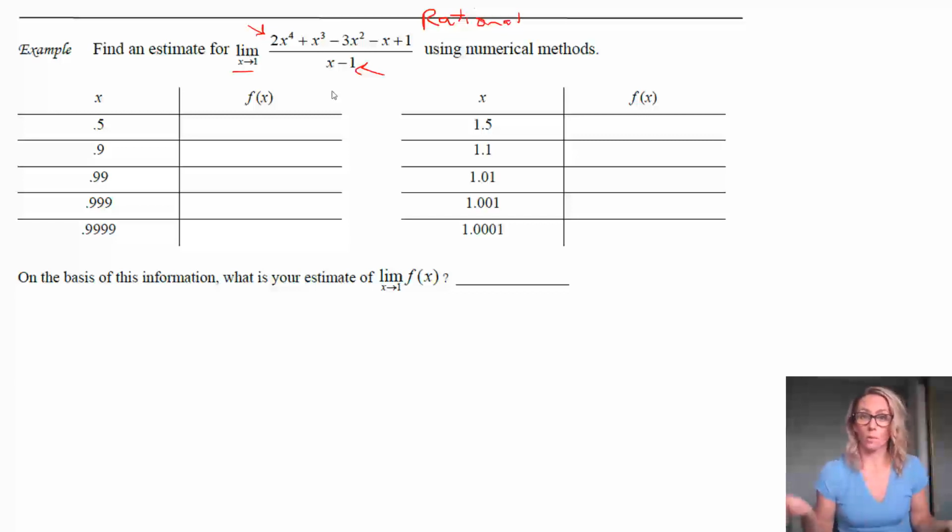Now you might be thinking, does that mean we don't have a limit? But we want to remember that it doesn't matter if there is or is not a value at 1. You can say there's nothing at 1, like we can't have a y value at x equals 1, and still have a limit. It is still possible to have that. So let's try using numerical methods and see what happens.